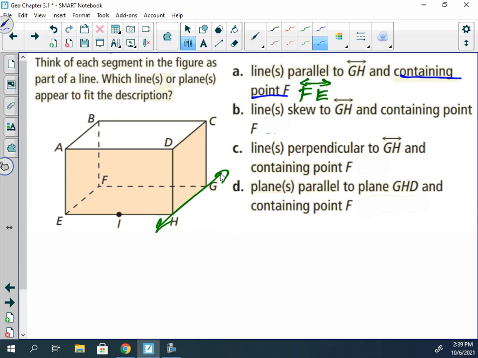Now, if we want to name lines skewed to GH containing point F, well, we know F is going to be one of the points, and B, yes. Now, say it didn't have to contain point F. We could do FB, obviously, AE, or AB. Because any of those three that don't intersect the plane are contained in that plane, or plane, this side plane, or the bottom one, would be skewed.